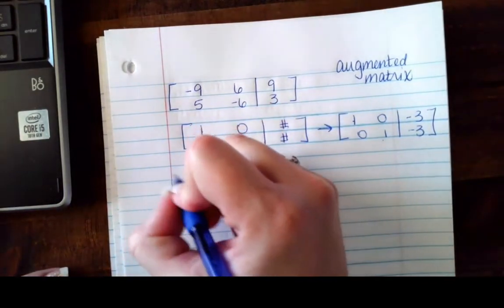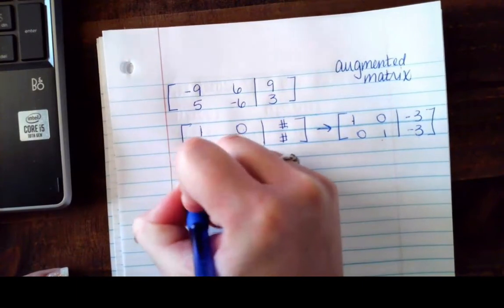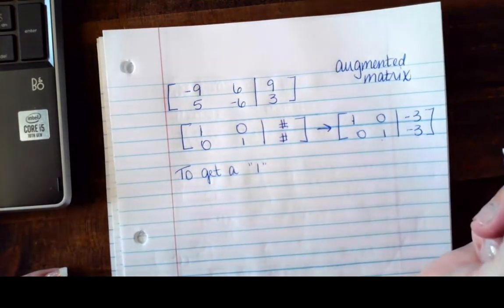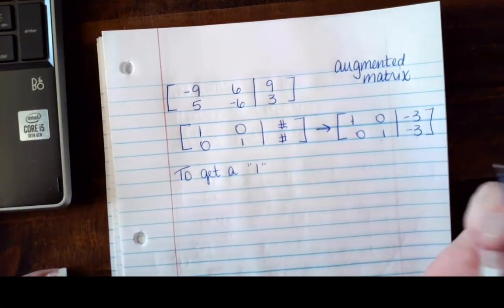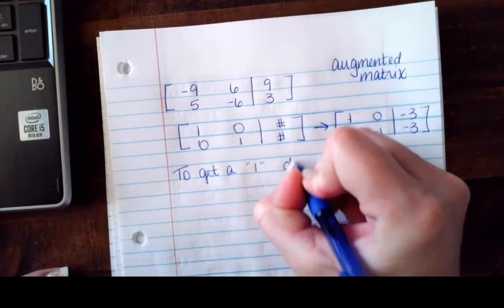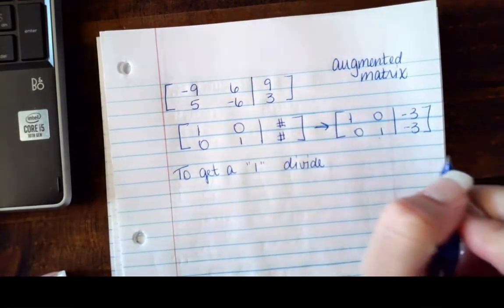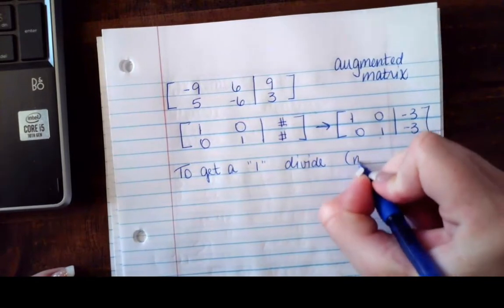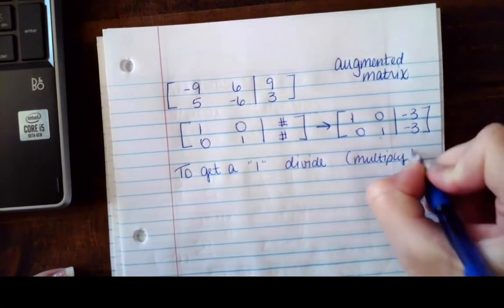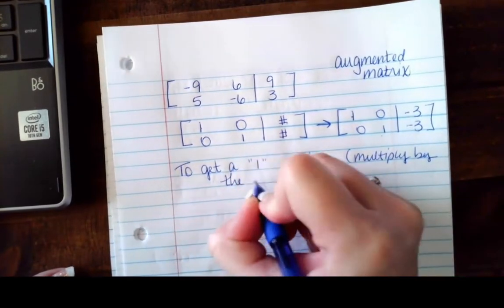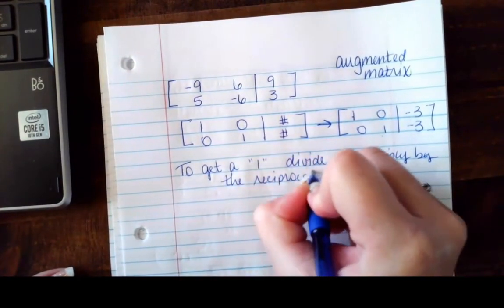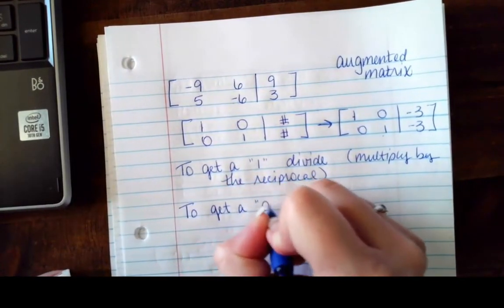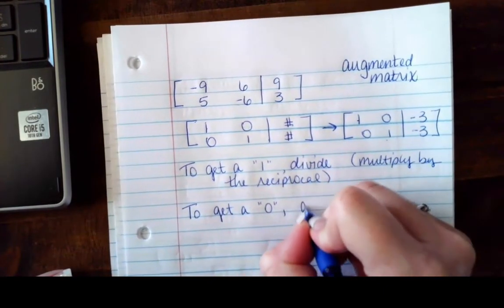Okay, so how do I change into 1s? To get a 1, you multiply by inverses or by reciprocals. Okay, so you're actually going to divide. But in matrix world, we don't divide, we multiply by the reciprocal. Okay, so multiply by the reciprocal. Okay, to get a 0, we're going to add or subtract rows.